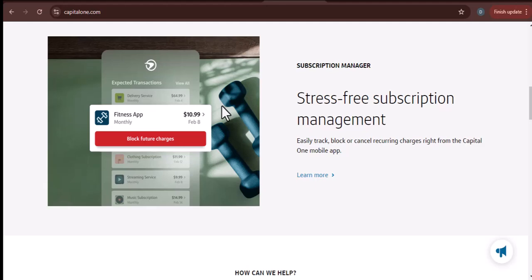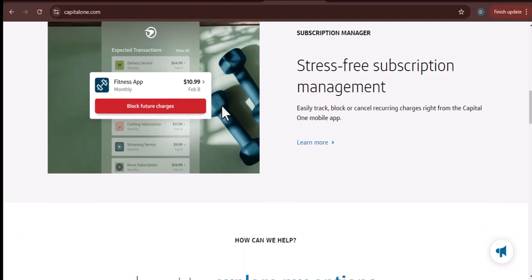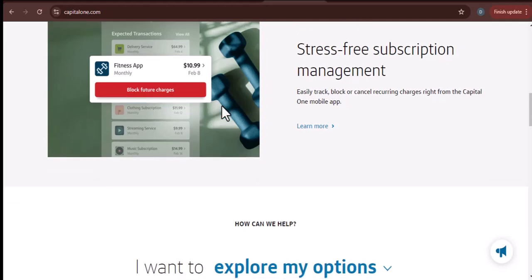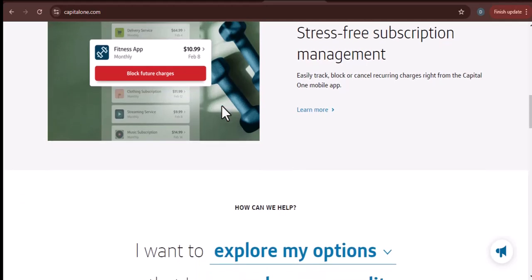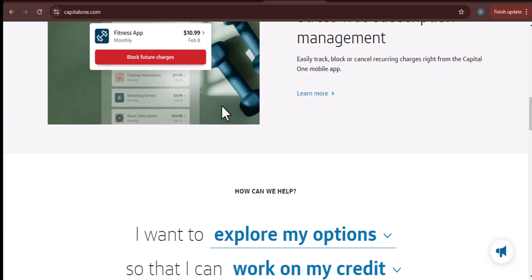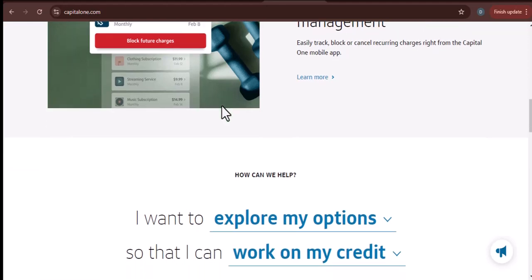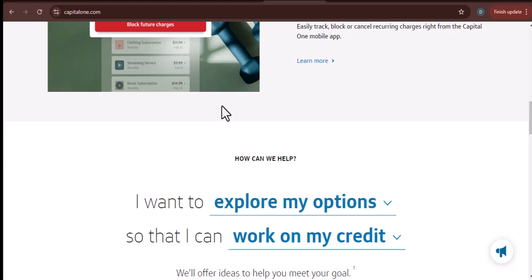What is the deposit limit for Capital One savings accounts? The deposit limit for Capital One savings accounts is $100,000 per day. This means that you can deposit up to $100,000 into your account in a single day.